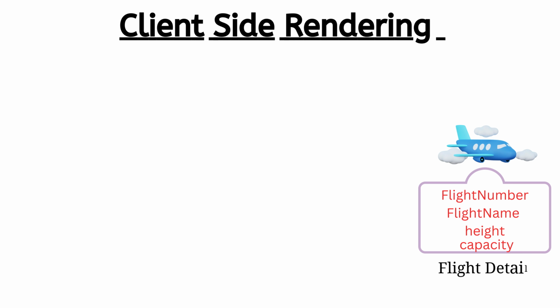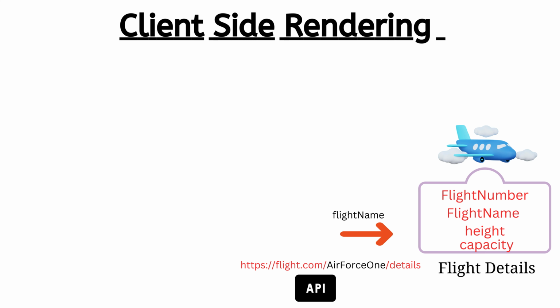Suppose you have a scenario where you want to get the flight details like flight number, flight name, height and capacity, and you want to pass the flight name to this API to get the details. For this type of scenario, these details are not going to change very often. So you can directly use client-side rendering.